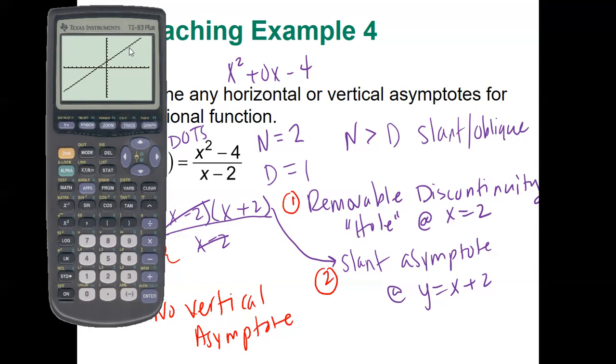Now it's really hard to see too, but if I go second trace and go to value and type in 2, it tells me nothing. Why does it tell me nothing? Because what did we say the problem is at 2? It's removable. It's a hole in the graph. It's really hard to see the hole. I'm going to try to zoom in on it for you.